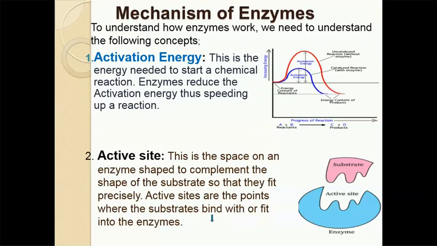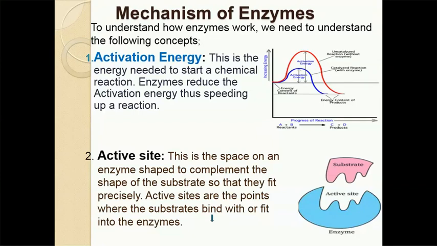Number 2, active site. This is the space on an enzyme that is shaped to complement the shape of the substrate so that they can fit precisely. Yes, I believe you also got that. Active sites are located on the enzyme. Good. Now take note that active sites are also the points where the substrate binds with or fits precisely with that of the enzyme.